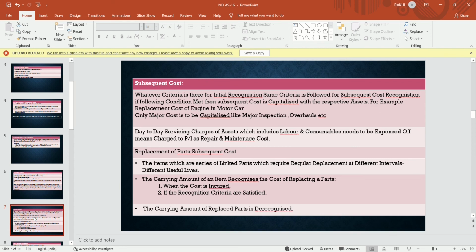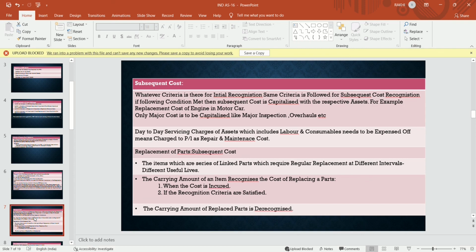Like, we will take the example of engine. In case of motor car, if the company replaces the engine of the motor car, that is a major cost which the company incurs, and that cost is to be capitalized with the respective motor car. And only major cost is to be capitalized, like major inspection cost or overhauling cost. Inspection cost is incurred in case of aircrafts. Aircraft is an asset for the company, and at every interval there is an inspection cost which is very major, and that cost is to be capitalized with the respective asset, with the cost of aircraft.